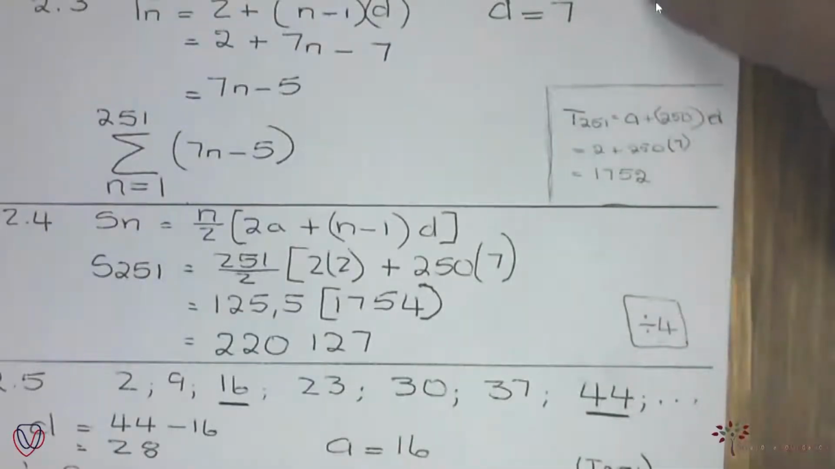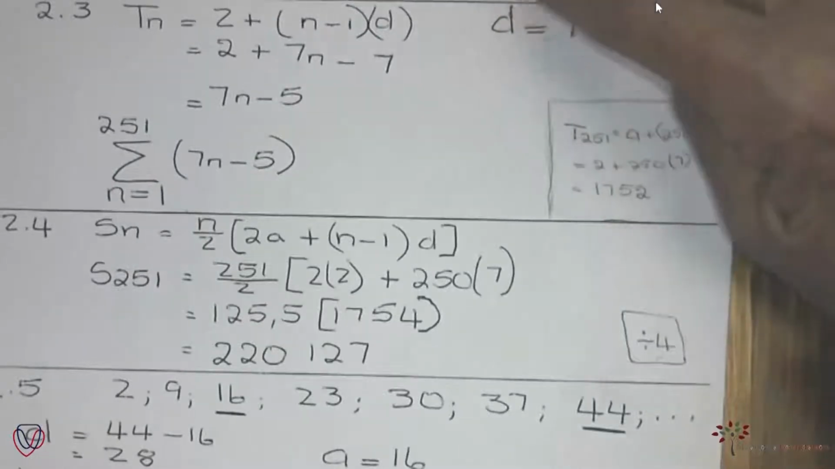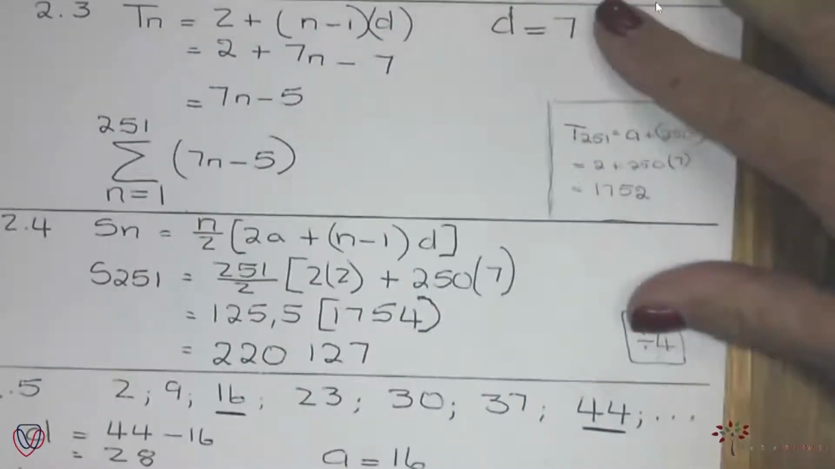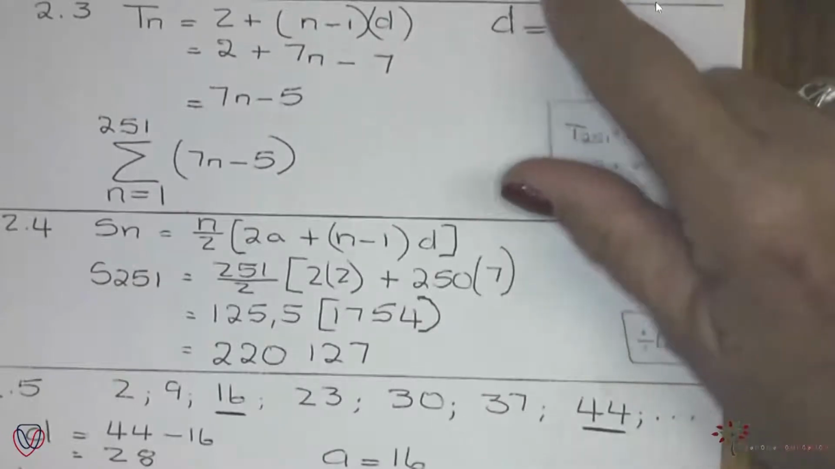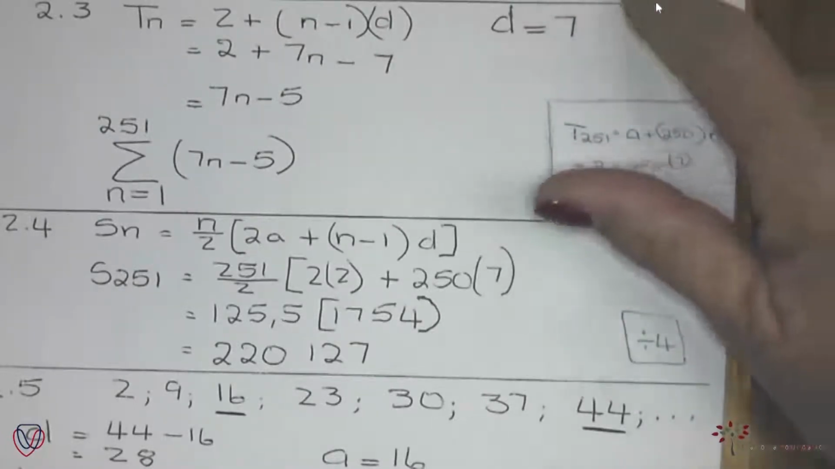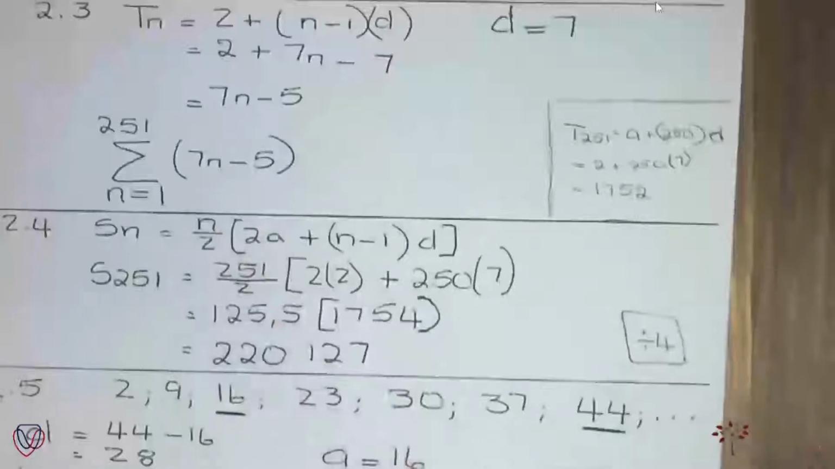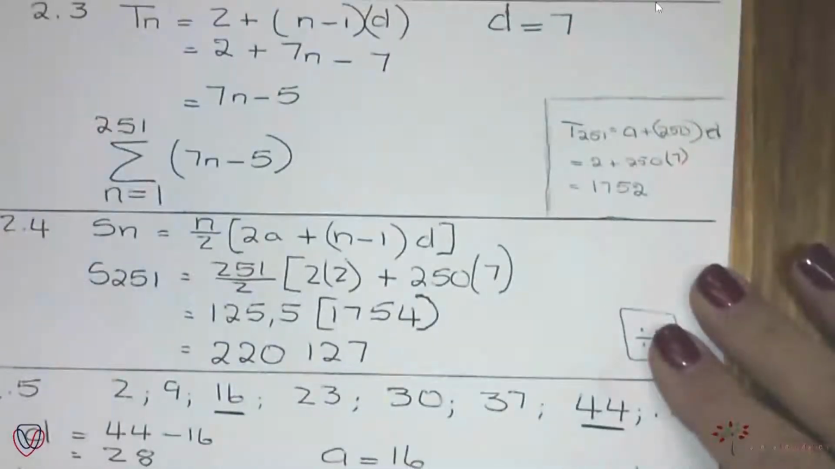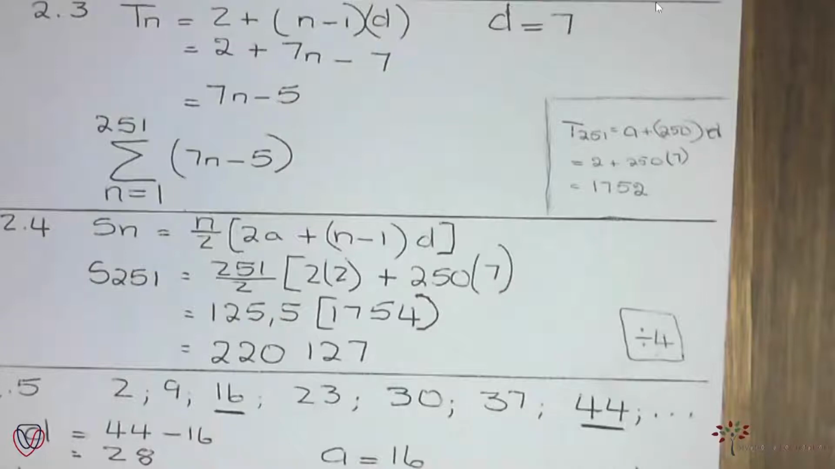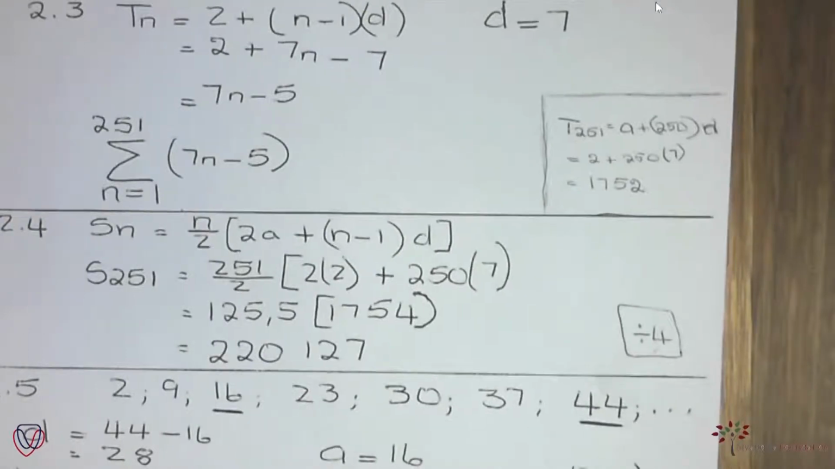T251, if I go back there, I told you I'm going to go back there, is 1752. Let's see whether that is divisible by 4. 4 goes into 17 4 times, 3 times, 8 times. Yes. So your term 251, the last term, is also going to be divisible by 4. So our new sequence is 16, 44, 72, plus 28, plus 28, plus 28, and the last term in this sequence will be 1752 because there's only 251 terms. I hope you understand this, people.